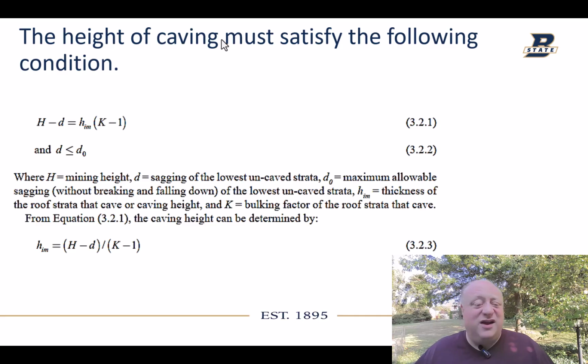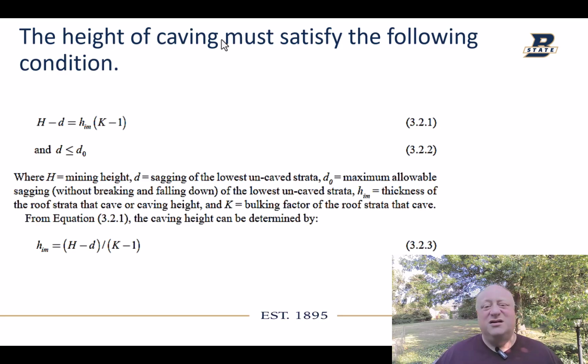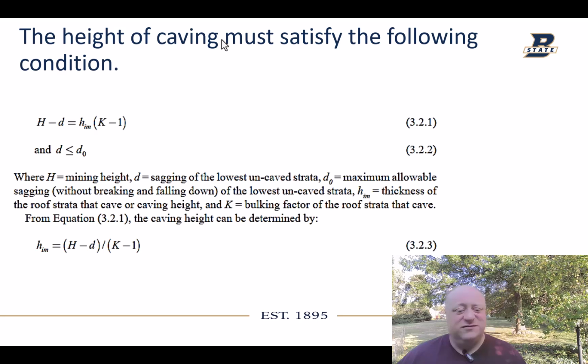So the height of caving has to satisfy the following condition, and that is H, the mining height, minus D, sagging of the lowest uncaved strata, will equal the caving height multiplied by K, the balking factor, minus 1. Okay? So balking factor can be thought of kind of like a swell, right? But it's in the form of a factor and not a percentage, right? So for example, 25% swell would be a balking factor of 1.25.